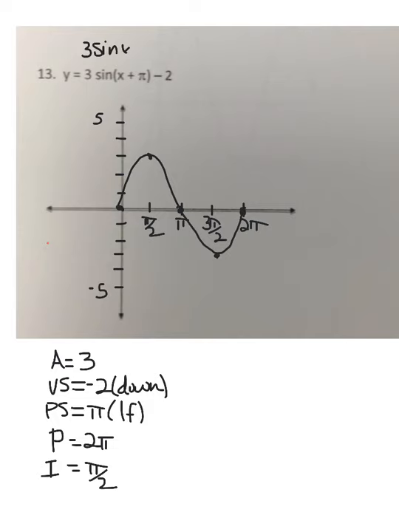Okay, now I need to shift this graph pi to the left. So if I look at this point, I don't have anything over here. So I am going to just put some slashes in. There's negative pi over 2, and here's negative pi. All right, so I'm going to take this point, and I'm going to shift it to the left, pi, and then I'm going to go down 2 and put a dot.